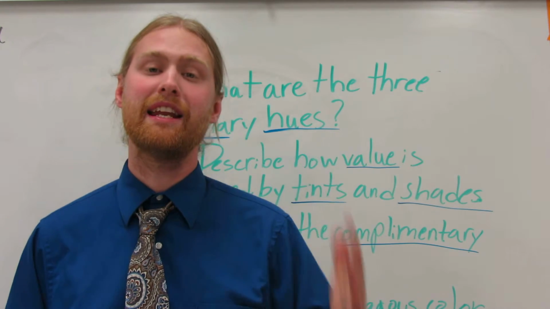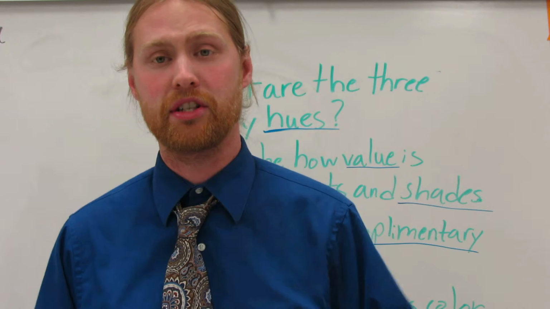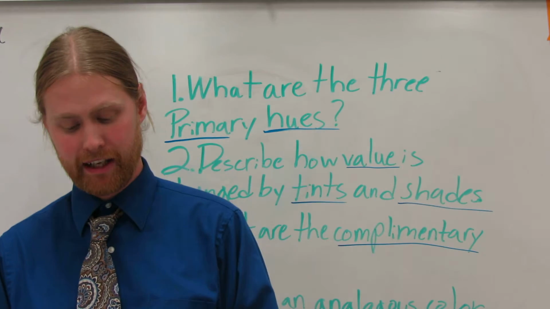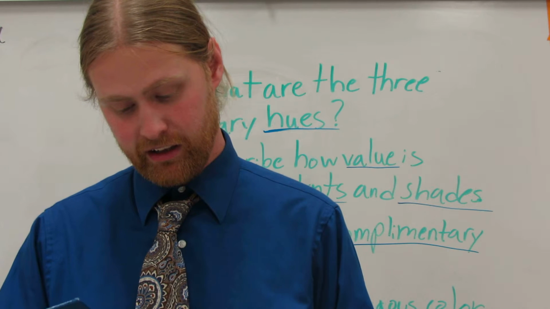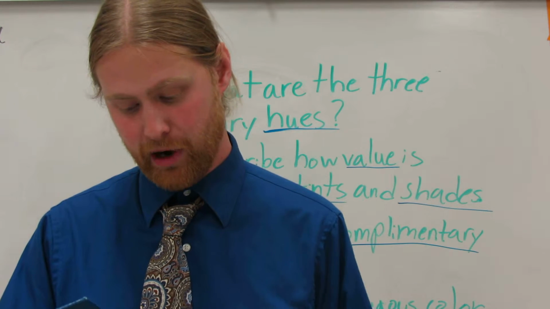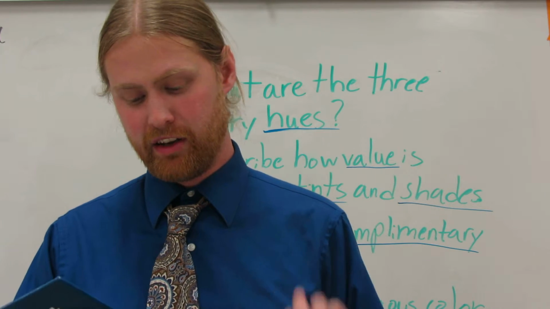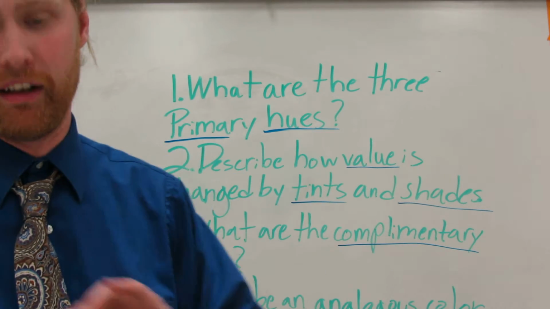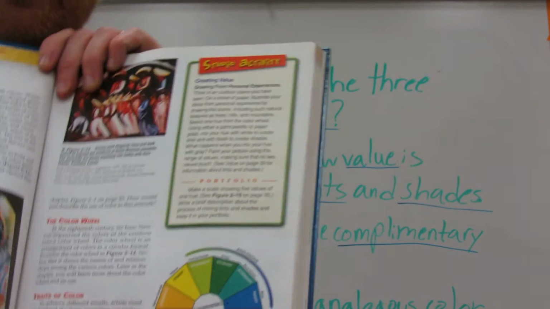Now an intermediate hue, or some people call it, like I'll call it, a tertiary hue or tertiary color, is made by mixing a primary hue with its neighboring secondary hue. When you mix the primary hue yellow with secondary hue green, you get the intermediate hue yellow-green. Okay, so we'll look at the color wheel here, right?